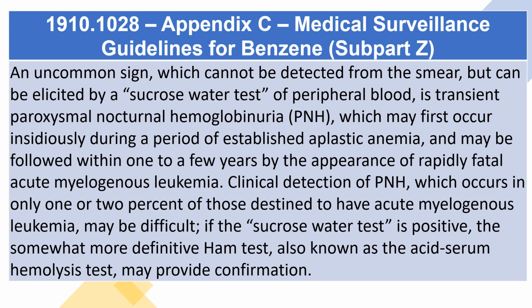Clinical detection of PNH, which occurs in only 1 or 2% of those destined to have acute myelogenous leukemia, may be difficult. If the sucrose water test is positive, the somewhat more definitive HAM test, also known as the acid serum hemolysis test, may provide confirmation.